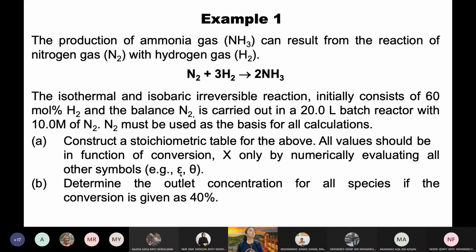Then part B, baru kita cari outlet concentration for all species, if the conversion is given as 40%. Dalam part A disuruh kita buat table, part B disuruh kita cari the concentration dan dia baru beri kita nilai X untuk part B. Sebenarnya part A, X tu kita tinggalkan, kita biarkan as X. Part B only we substitute the X with 0.4. So how do we do the table?